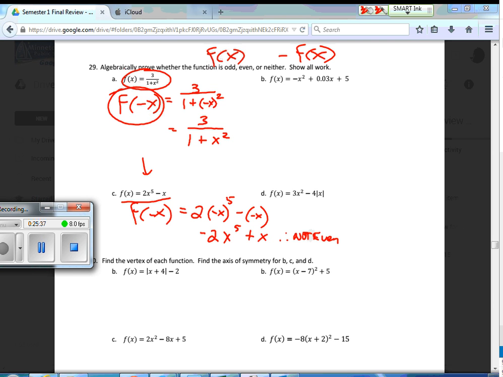Okay. Now, what if I want to tell if it's odd? Do you remember we factor out the negative 1 from everything?